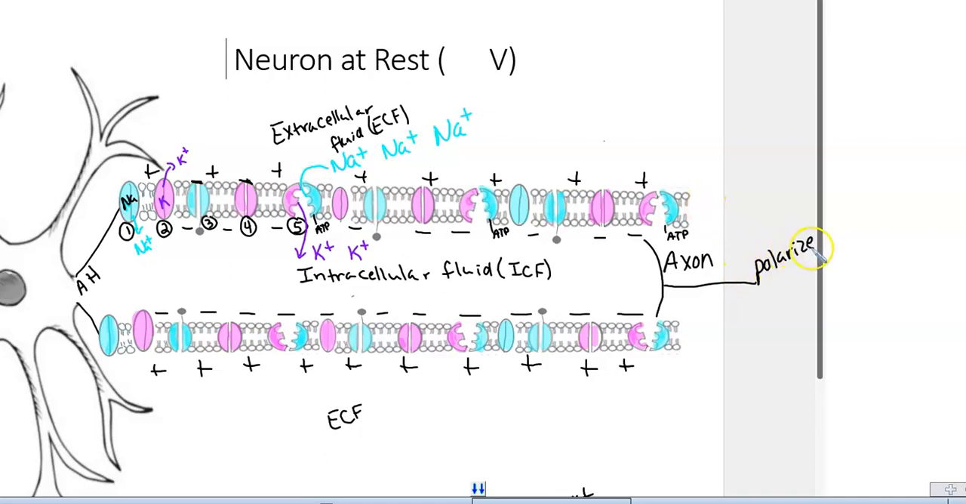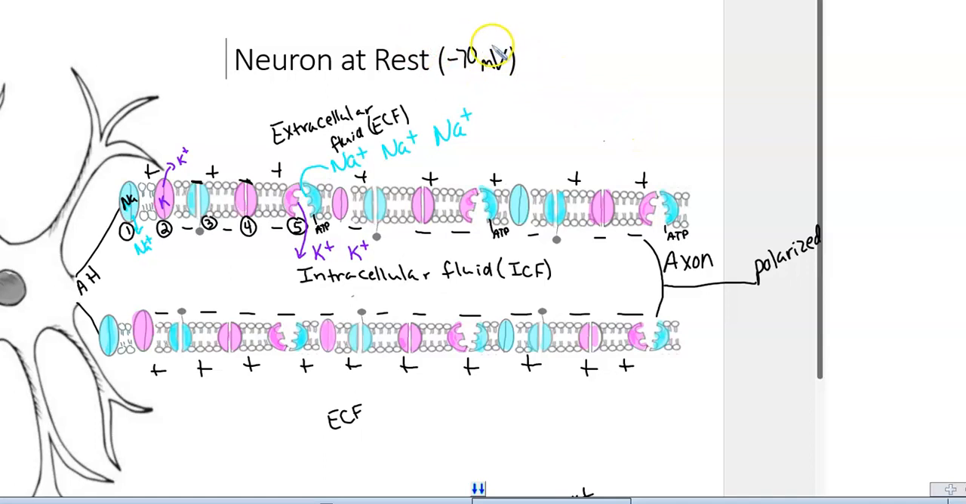That's important because it means we have a negative and positive, so there's what we call a potential difference. And if we were to stick something in here and measure how much more negative this is compared to out here, we would find that it's quite negative, at what we call a negative 70. And that's an important number. Our resting voltage is negative 70 millivolts.